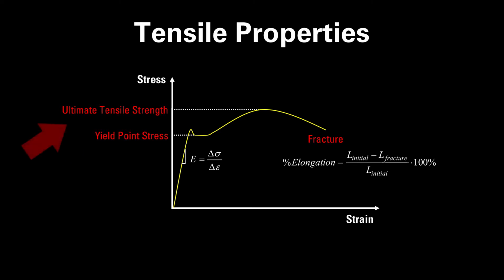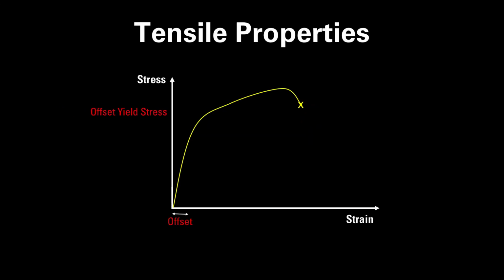The ultimate tensile strength is the maximum stress held by the specimen. The elongation is the specimen strain at failure, usually expressed as a percent. Some materials do not exhibit a clear yield point where the stress ceases to increase as the specimen elongates. In this case, a line is drawn parallel to the linear portion of the stress-strain curve, offset by a specified strain. The intersection between the offset line and the stress-strain curve defines the offset yield stress.